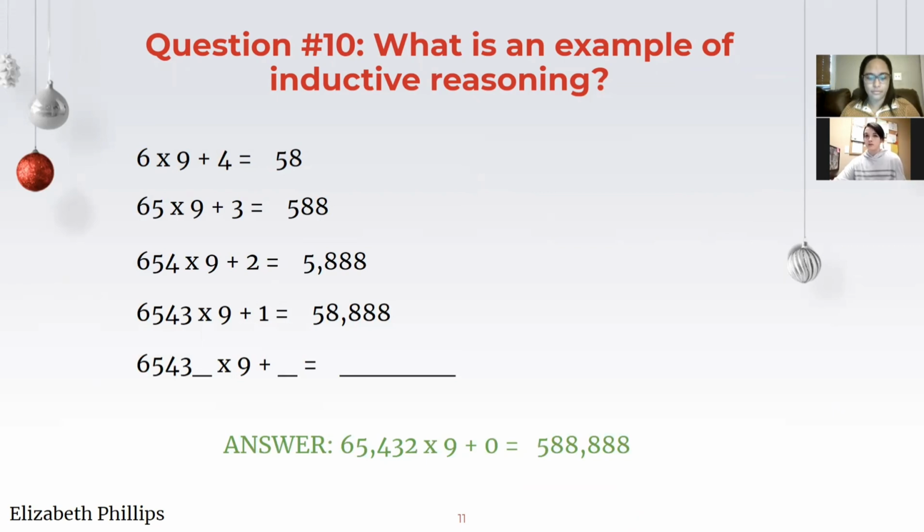So our answer for this problem, and you can test it out on a calculator, is going to be 65,432 times 9 plus 0, which is 588,888. So inductive reasoning is pretty much just establishing a pattern and reasoning what the next step in that pattern is going to be.